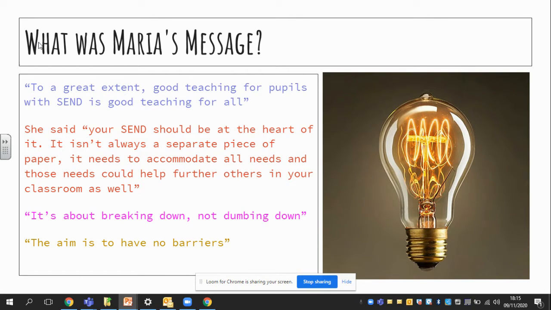So what was Maria's message? There were many things that I learned from it and took away, but the one that really stuck with me is the bit in red, where she talks about how your SEND should be at the heart of it. And when I went away and thought about that, I connected it, with the English department, to the image of that filament light bulb.